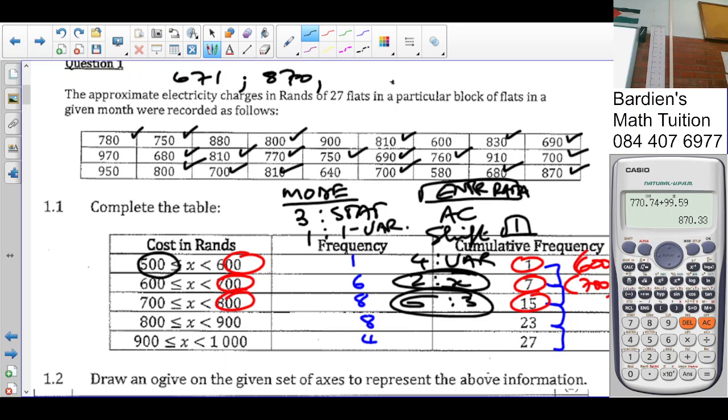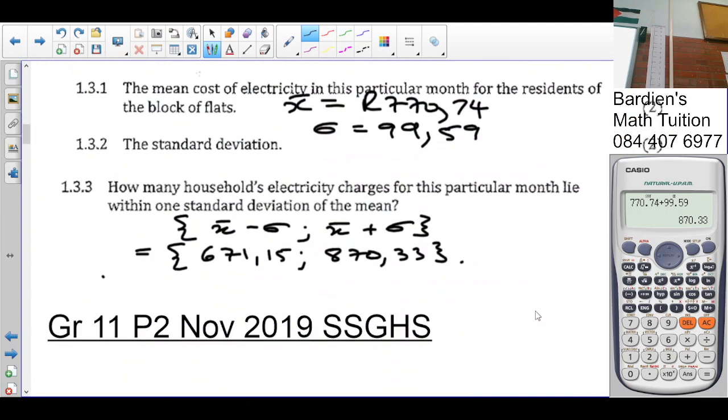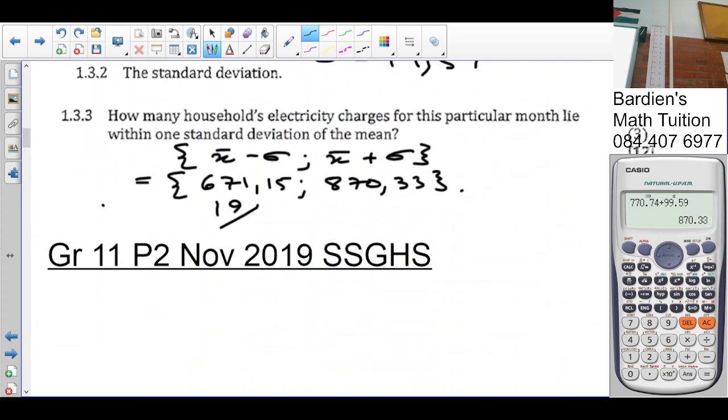Okay. So that gives us 1, 2, 3, 4, 5, 6, 7, 8, 9, 10, up to 19. Can you see that? Is that correct? Yes, so it's going to be 19 out of 27 numbers. Do they want the percentage? No, they want how many. So therefore, 19 households is the answer they're looking for. If they'd asked you for the percentage, it would have been 19 out of 27 times 100.